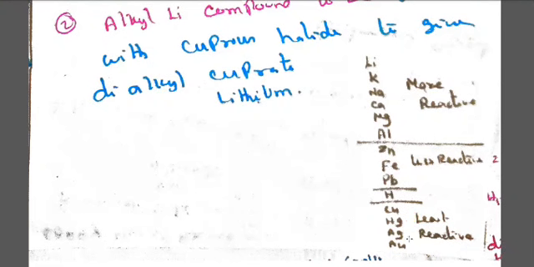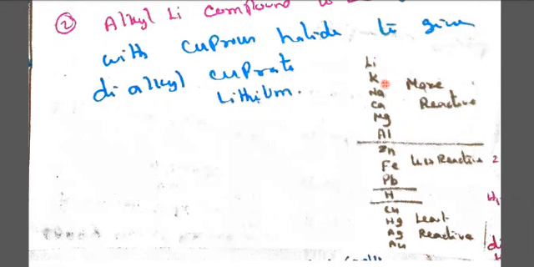Cu, Hg, Ag, Au, same order, don't change the order. They are the very least reactive. So these are more reactive, these three are less reactive, these four are the very least reactive. So we have taken an active metal, lithium, first, in the Corey-House reaction.